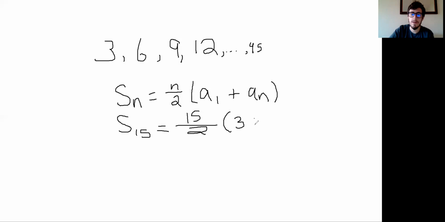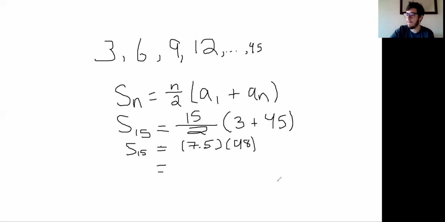The first term is 3. The 15th term is 45. This is going to give me 7.5 times 48. And that means the sum of the first 15 terms of this will be 7.5 times 48, which is going to be 360.